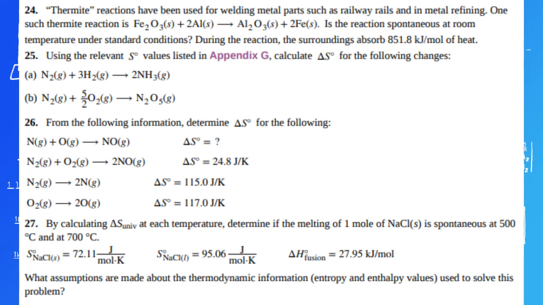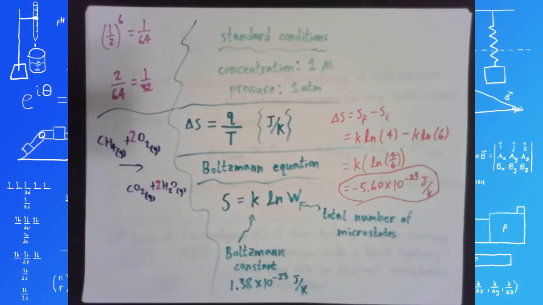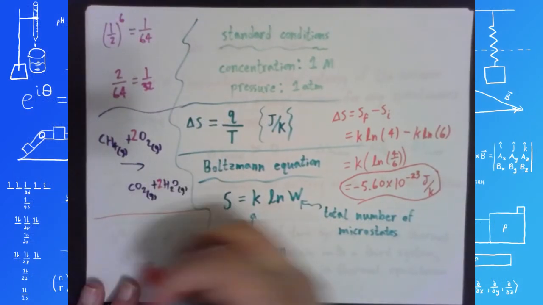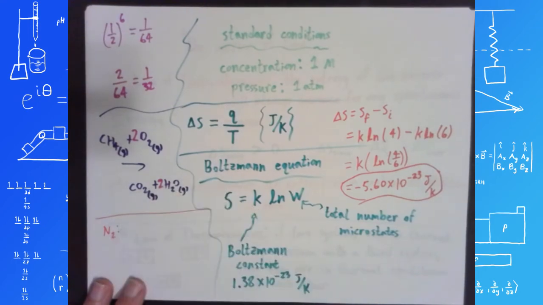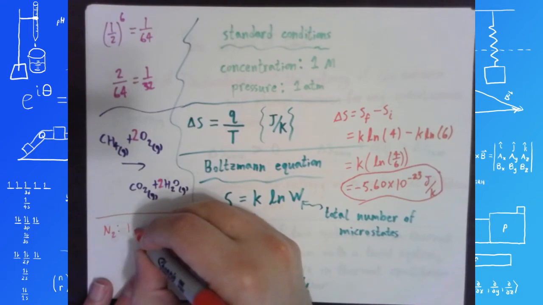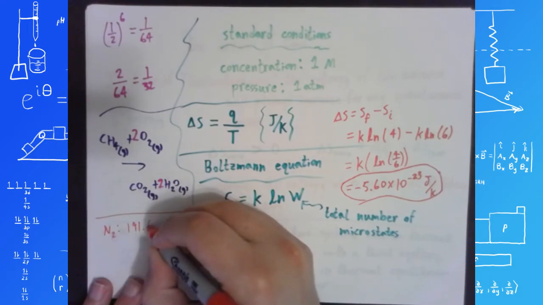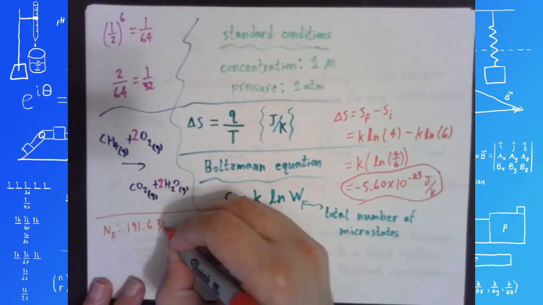Let's see, there's nitrogen is 191.6. I guess I'll switch to my camera so you can see what I'm doing. Nitrogen is 191.6 joules per Kelvin.